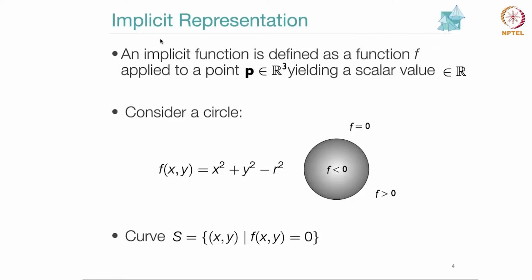So that's the implicit form. We will take more examples, but is the basic idea clear to everyone? That is, an implicit surface is defined in terms of the set of all the points that satisfy a particular function f.